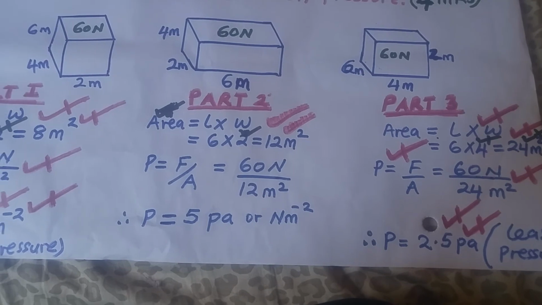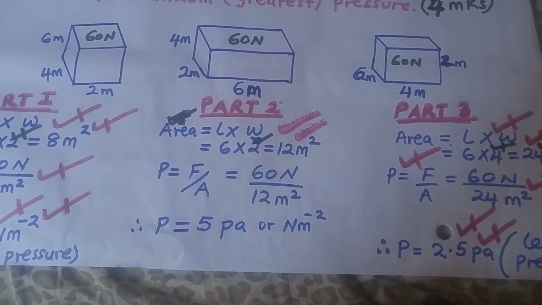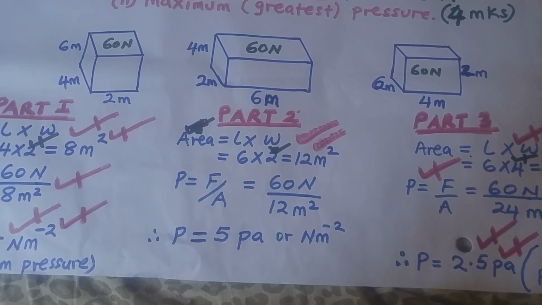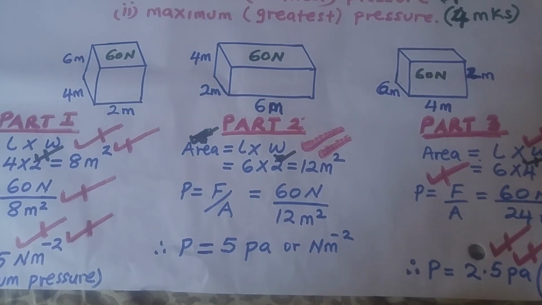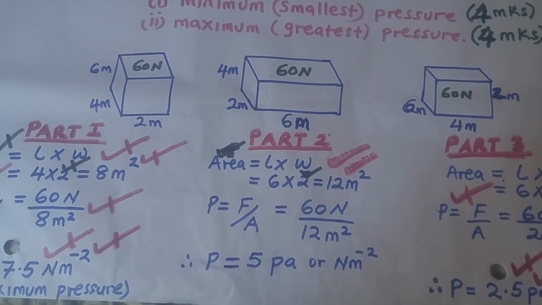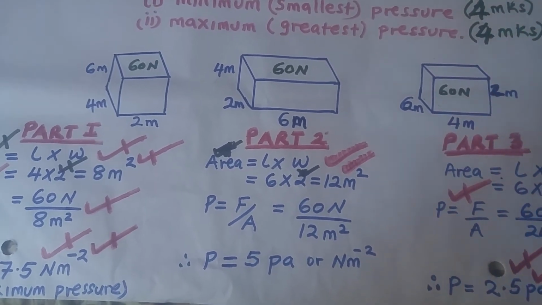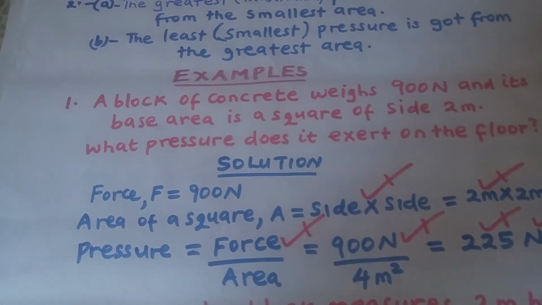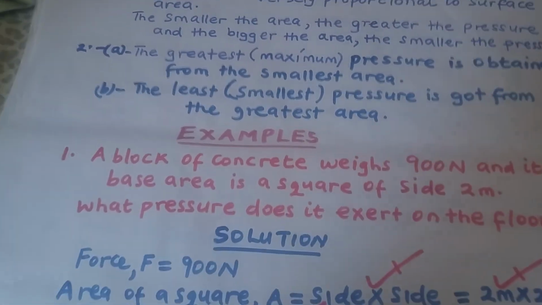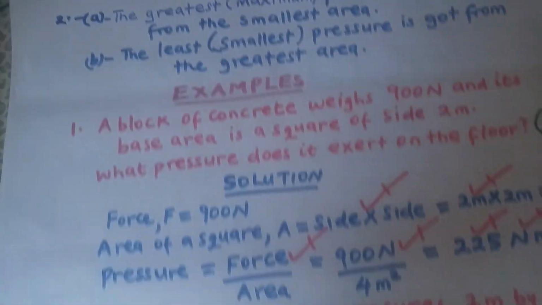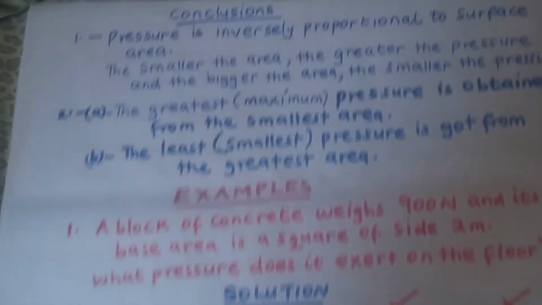So what does that mean? This now concludes to us that when the pressure is small, the area is big. And when the area is big, the pressure is small. Now, this takes us to another level where I am going to introduce you to the conclusion. We are now going to conclude on what we have just learned.